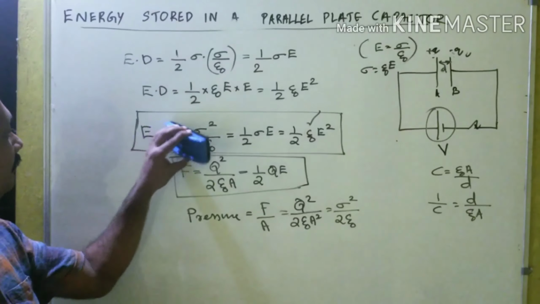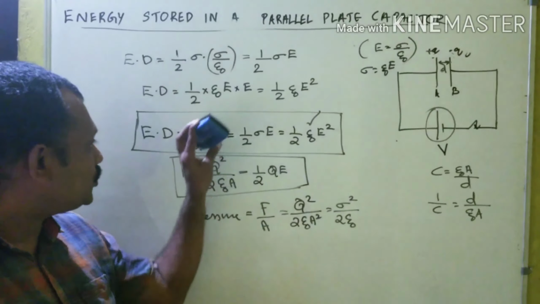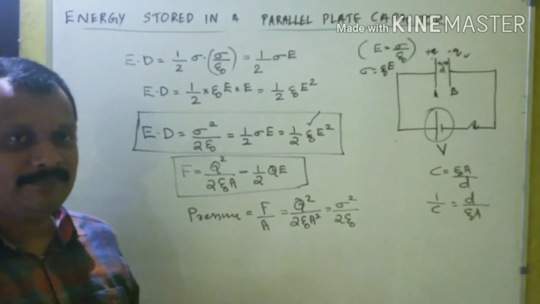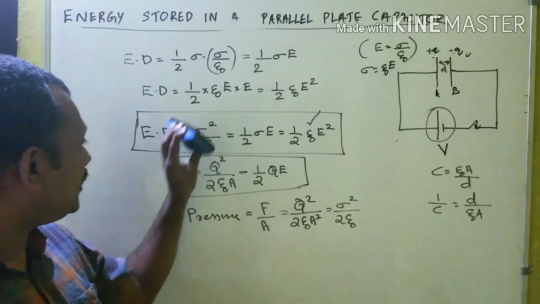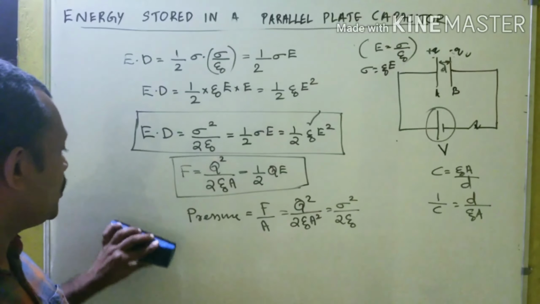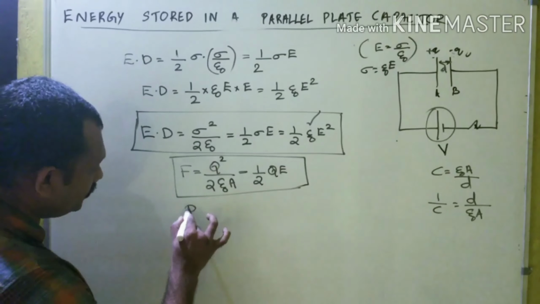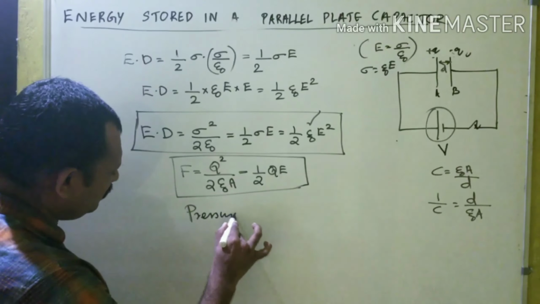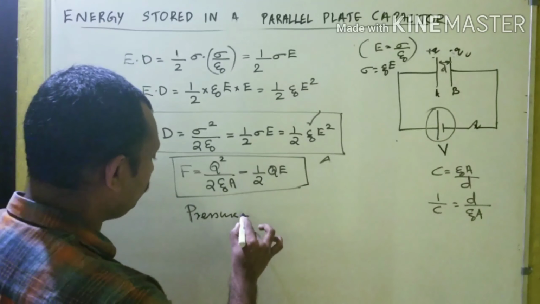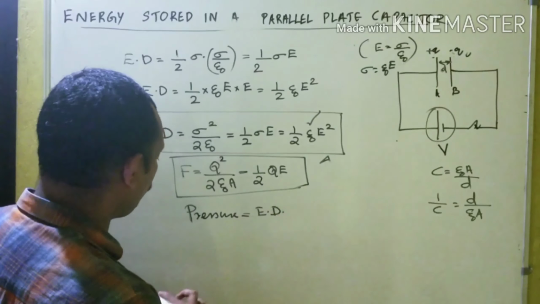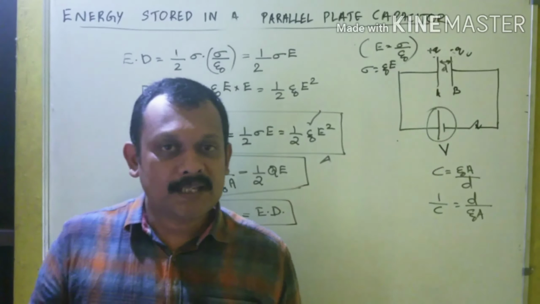And you can see that the expressions for pressure and energy densities are just the same. The expressions for electrostatic pressure and energy densities are exactly the same. So please remember this formula. The formula for pressure is same as the formula of energy density. Please understand all these things.